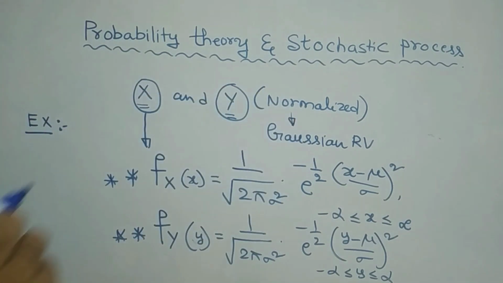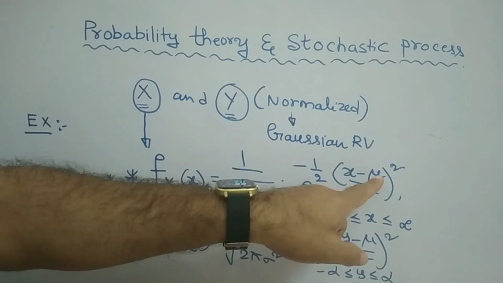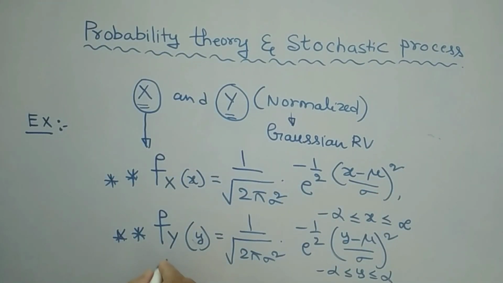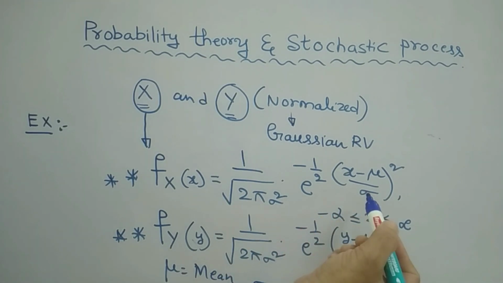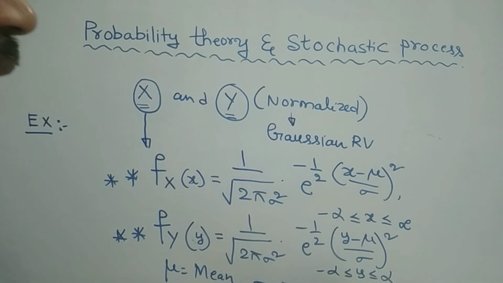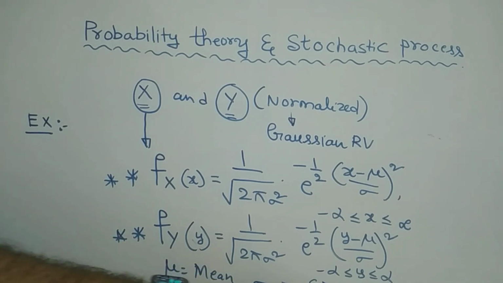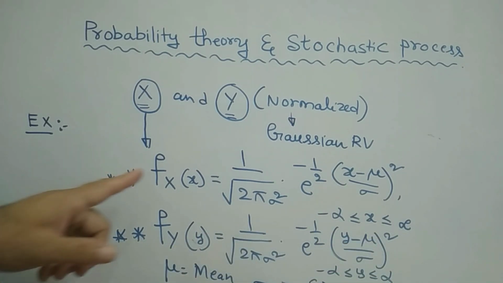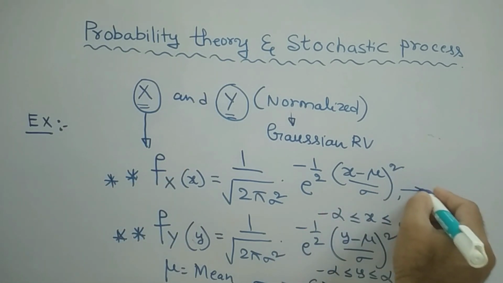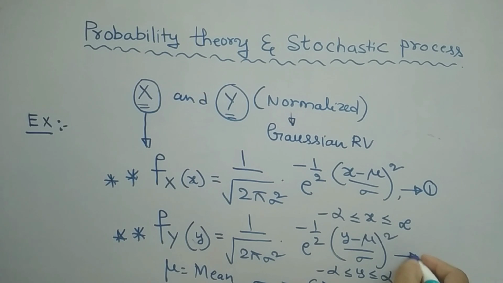Now for the standard normal, there is one important condition. What is mu here? Mu is nothing but the mean. And sigma is called the standard deviation, or simply SD. So for a standard normal random variable, the mean mu must be 0 and the standard deviation becomes 1. Therefore, these two expressions, you can call equation 1 or equation number 2, nothing wrong in that.